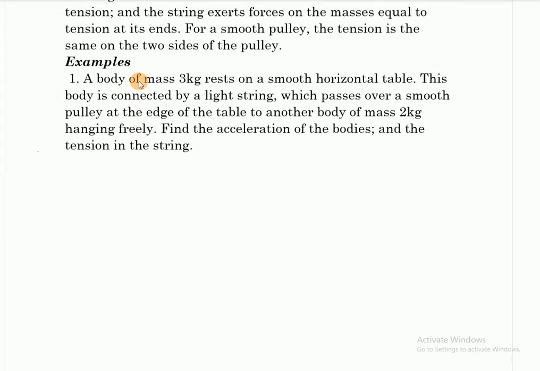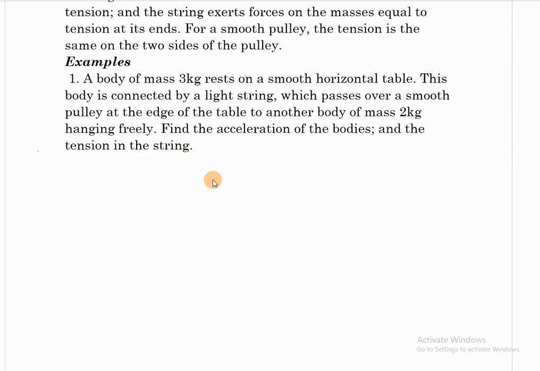This is an example which can help us to understand the thing properly. A body of mass 3 kg rests on a smooth horizontal table. This body is connected by a light string which passes over a smooth pulley at the edge of the table to another body of mass 2 kg hanging freely. Find the acceleration of the bodies and the tension in the string.